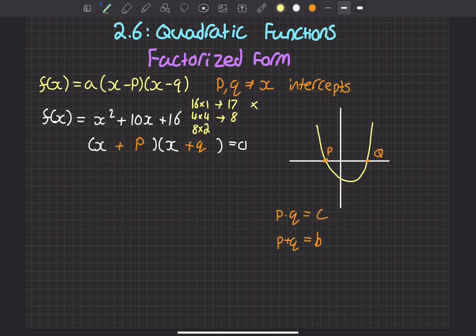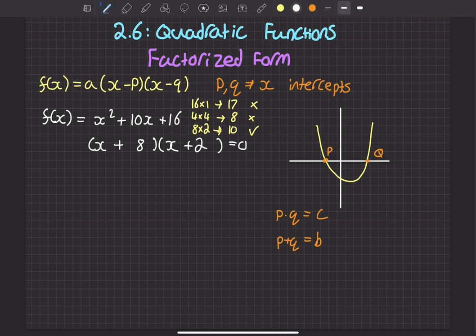4 plus 4 is 8, that's not what we're looking for. 8 plus 2 is 10, that's what we're looking for. So our p and q numbers are 8 and 2. So here we have (x plus 8)(x plus 2). And we'll see that if we expand, x times x is x squared, x times 8 is 8x, x times 2 is 2x, 8 times 2 is 16. It will end up being x squared plus 10x plus 16, which is what we're looking for.